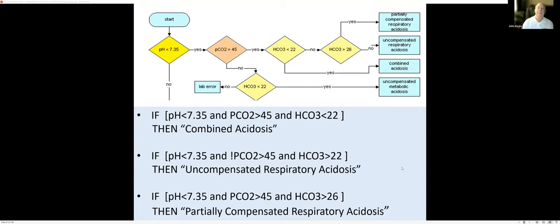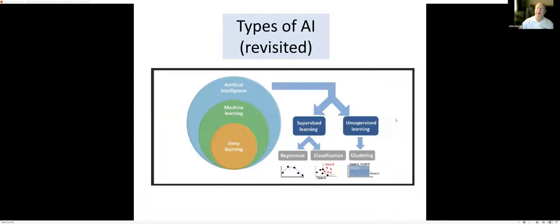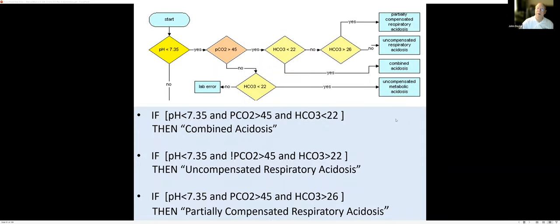If the pH is less than 7.35, PCO2 is over 45, and bicarb is under 22, then it's combined acidosis. If the bicarb is more than 26 in this, then it's a partially compensated respiratory acidosis. And you basically print this out on the computer, and then it can even give you hints about what could be going on. But most of it, you'd understand from your textbook training.